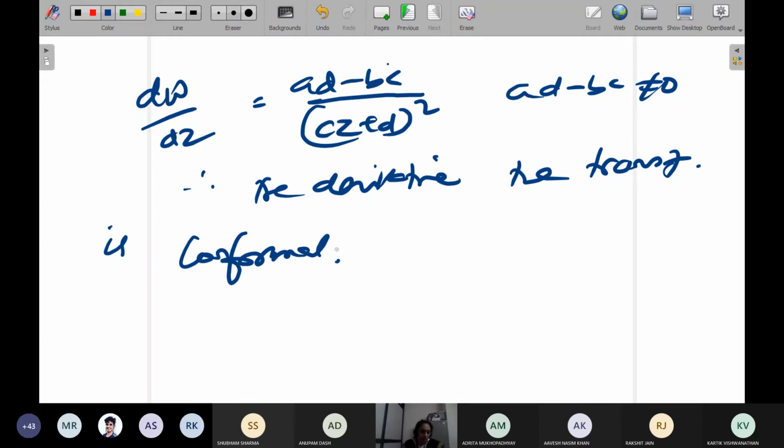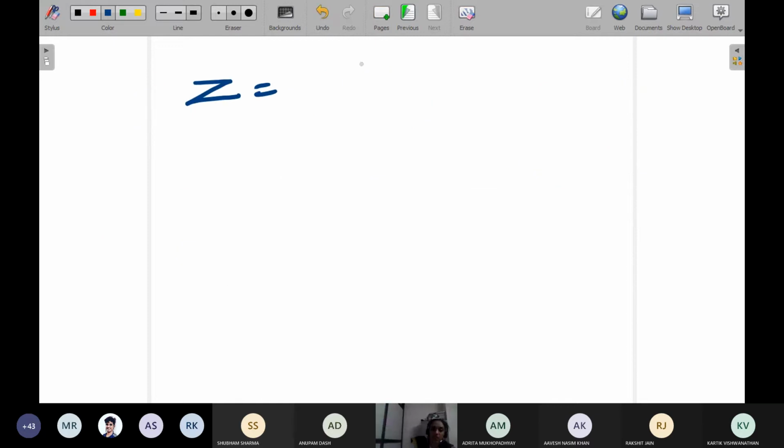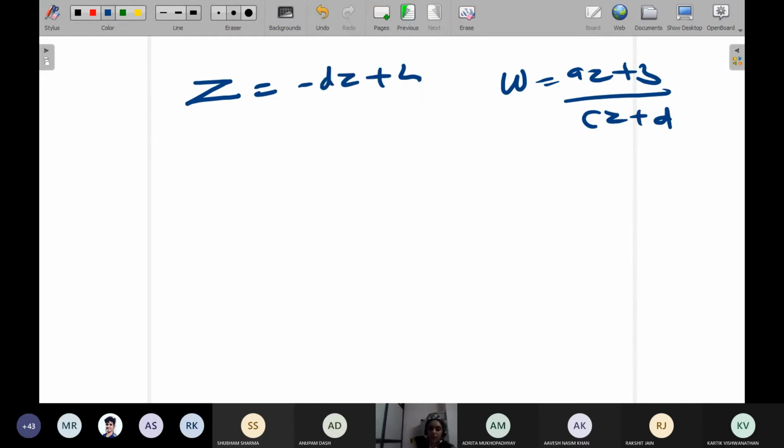Suppose you are writing the inverse of this transformation. What was the transformation? W is equal to (AZ plus B) divided by (CZ plus D). The inverse will be of the form Z equals (minus DW plus B) divided by (CW minus A). Since it is an inverse, it will be in terms of W. We all understood?